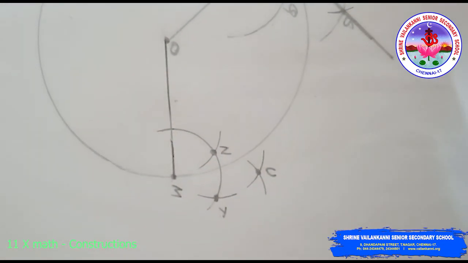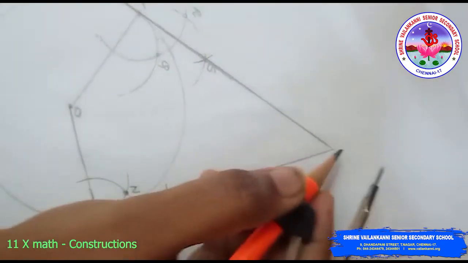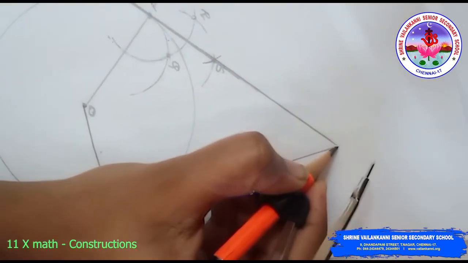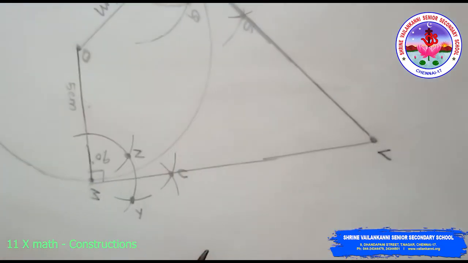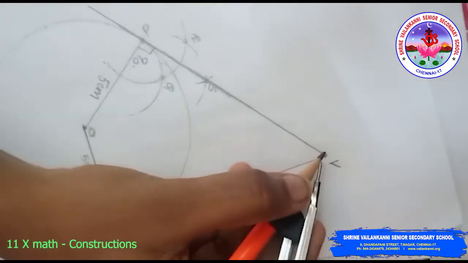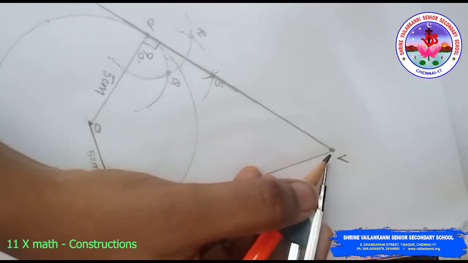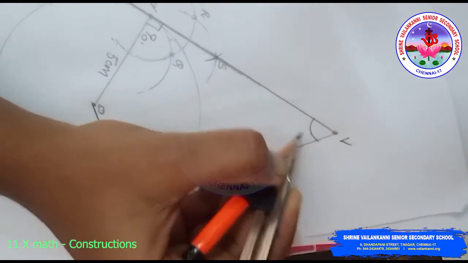Now I am going to join MU and extend it. Both these extended line segments intersect at the point V, where the point V subtends an angle 60 degree.